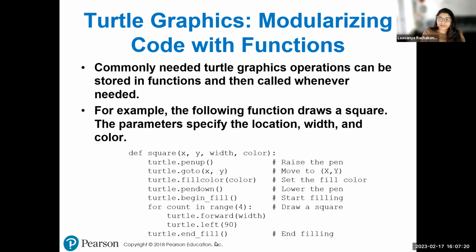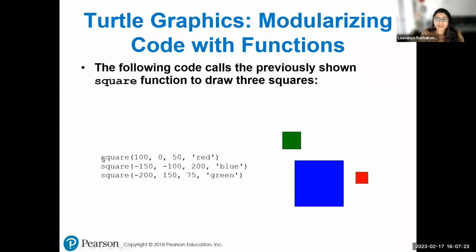When this square function is used in our program, let's say you want to draw 3 different squares with 3 different coordinates, 3 different sizes and 3 different colors. It is easy, as you can just change the arguments, and then here are your outputs. You have 100, 0, 50, red, so that is this. At 100 and 0, that is the x, y coordinates, minus 150 and minus 100, 200, blue, and then minus 200, 150, 75, green. So all you're doing is passing the arguments to your square function, and calling it as many times as you need. In this example, you need 3 times.